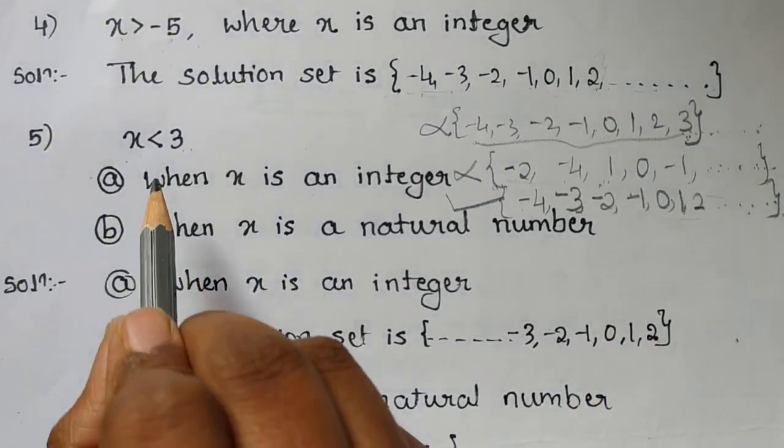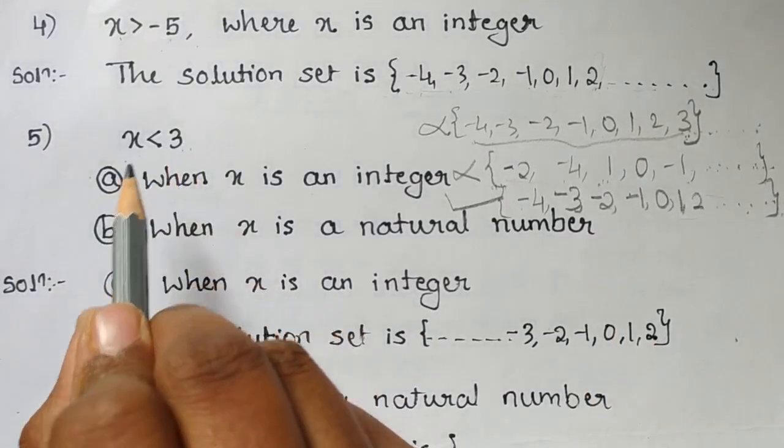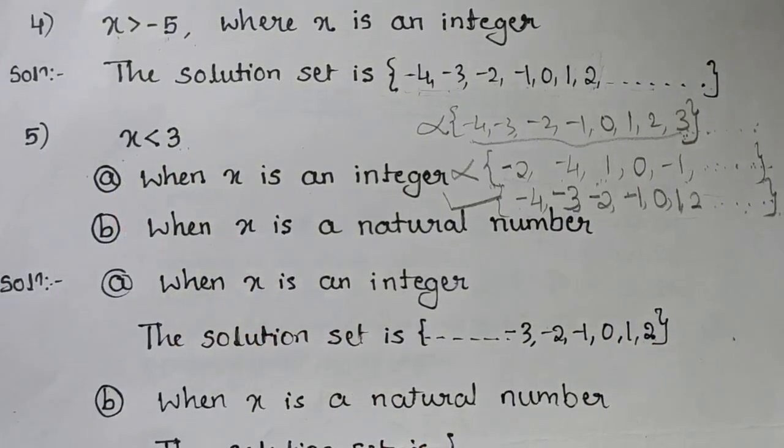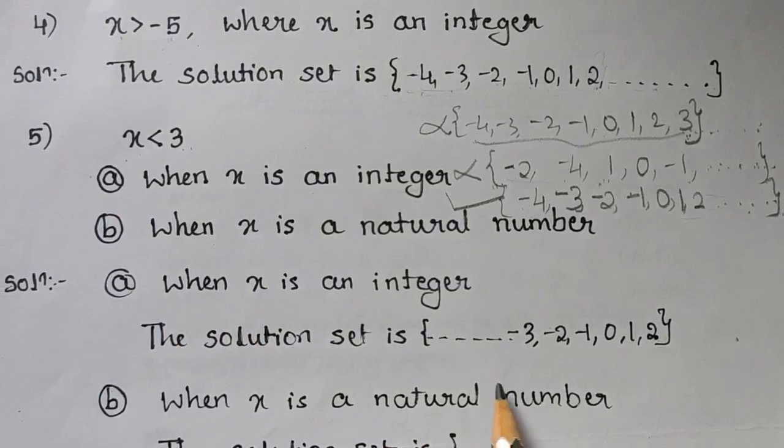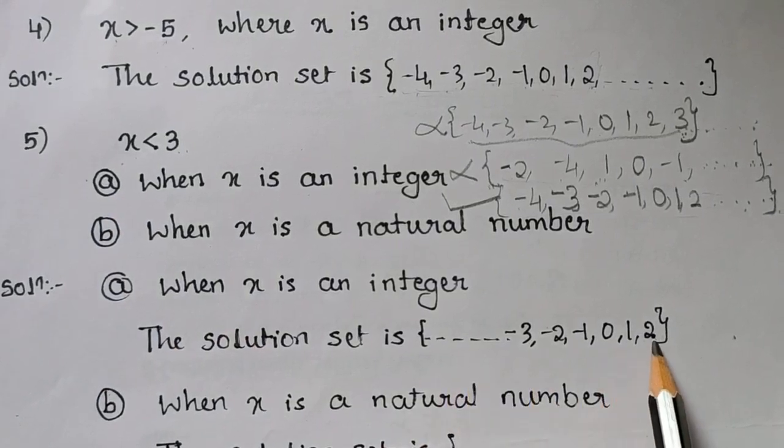But here 3 doesn't satisfy, 4 doesn't satisfy, and all other values which are greater than 2 don't satisfy, so the solution set must contain the integers only up to 2.